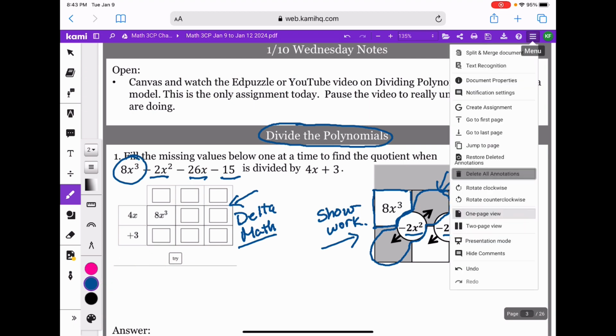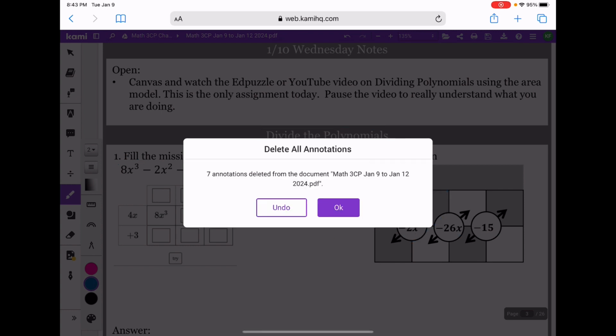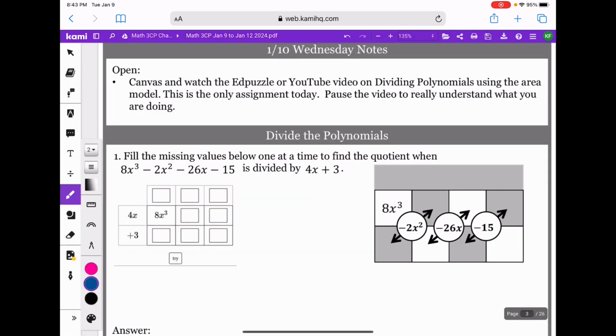So our job is going to be to divide these two polynomials. So I've already set up most of the problem. We're going to divide by 4x plus 3. So what you're going to notice is that we want to figure out this term on the top. So we want to find out, what do we multiply 4x by to get 8x cubed?